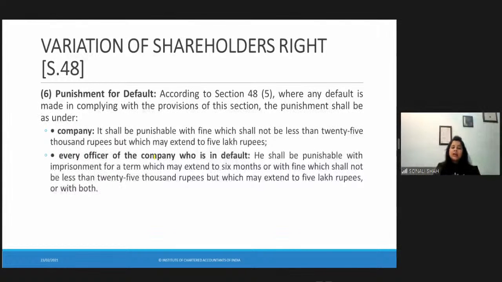Now, what is the punishment if there is default in complying with the provisions of this section? In that case, the penalty for the company will be at least 25,000 rupees, but which may extend to 5 lakh rupees. And the officer in default will be punishable with imprisonment up to 6 months or with a fine which can extend up to 5 lakh rupees or with both.